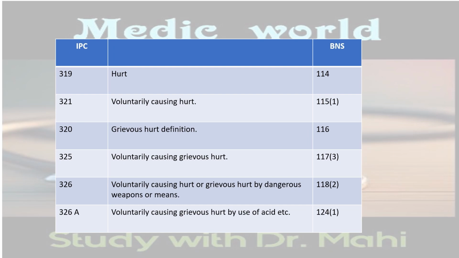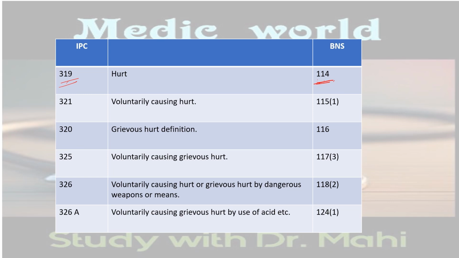Now next, 319 was hurt in IPC. In BNS, it is 114. 14 we all learned, it is injury. And hurt is 114, means 1 to 1 injury is hurt. So it is 114 in BNS.